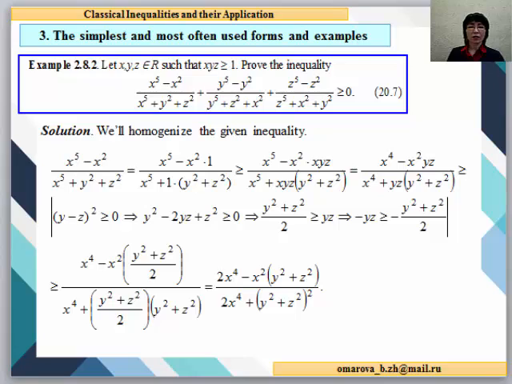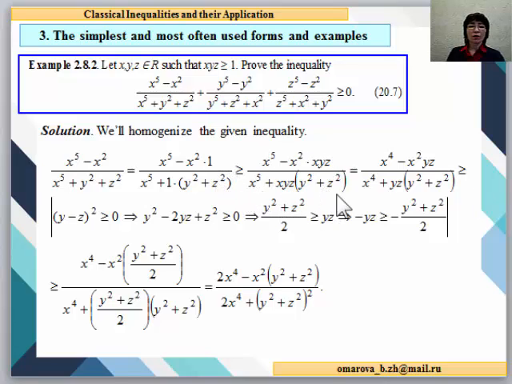Let's consider the second example. Let x, y, z be real numbers such that their product is greater than or equal to 1. We must prove inequality number 20.7. We will homogenize the given inequality. Let's consider the first sum, and here we write the fraction in the form multiplied by 1 and use the given condition that the product xyz is greater than or equal to 1. Using this condition we obtain the following inequality.